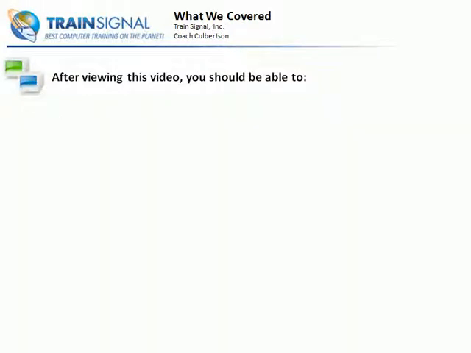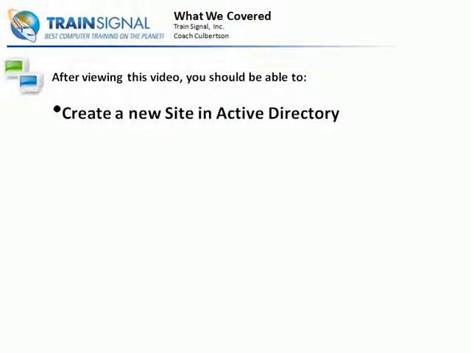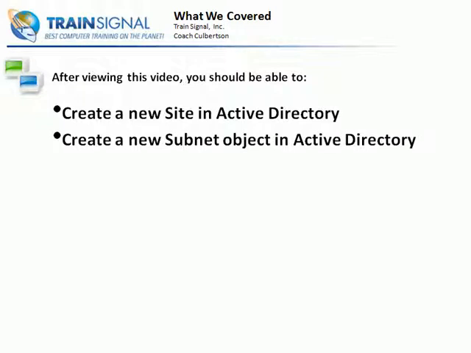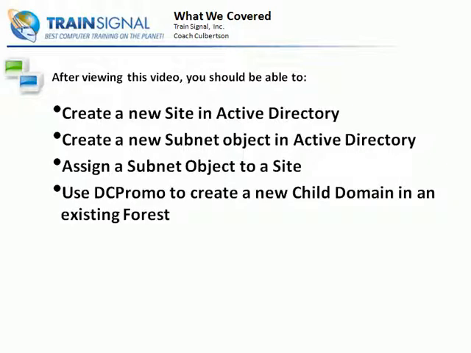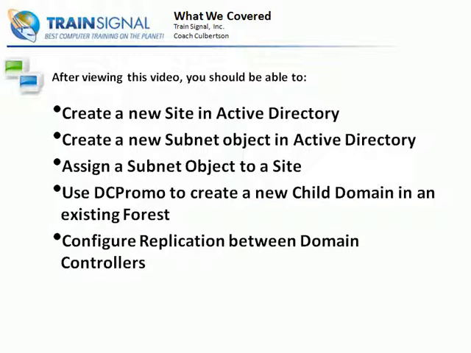All right, so after viewing this video, you should be able to do the following things. You should be able to create a new site in Active Directory, and again, that's a right click, right? Create a new subnet object in Active Directory, and that one you're going to need to know what subnet you're actually going to be creating. Yeah? You also know how to assign a subnet object to a site because it's built right into the creation process. We saw how to use DC promo to create a new child domain in an existing forest. And also, I took you into sites and services and showed you how to configure replication between domain controllers. I saw that that wasn't that hard. We just decide which domain controller is going to be partnered with which, and at what time those two domain controllers are going to be talking.